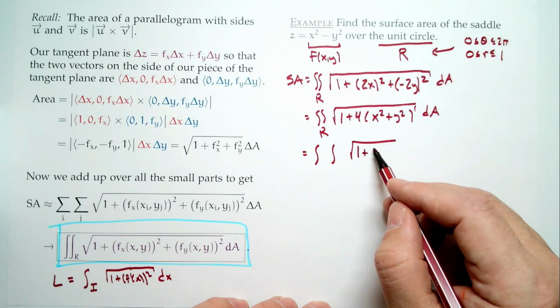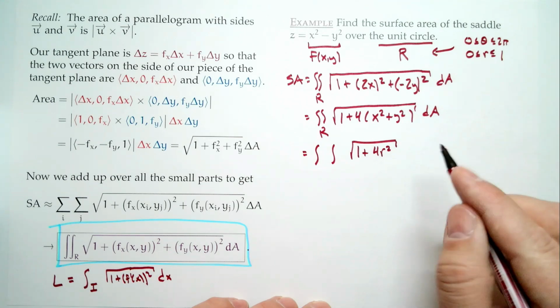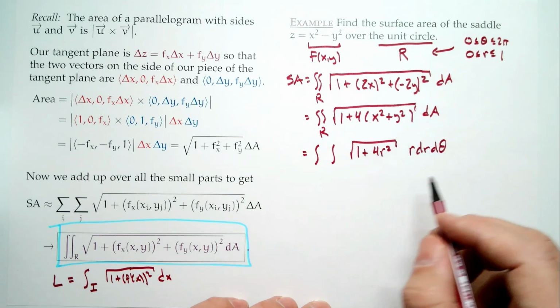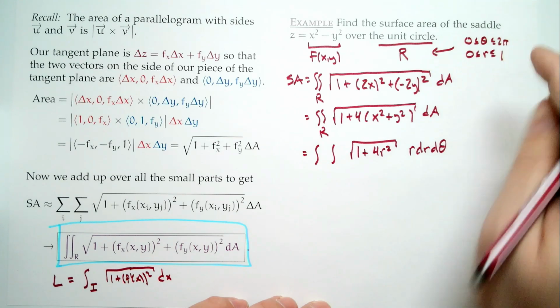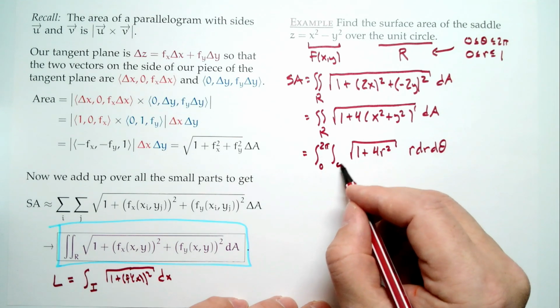1 plus 4r squared. Okay, dA becomes r dr d theta, and the bounds. Well, we see the bounds: 0 to 2 pi, and 0 to 1.